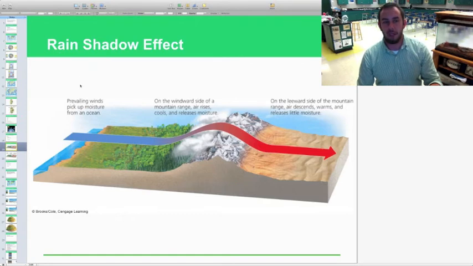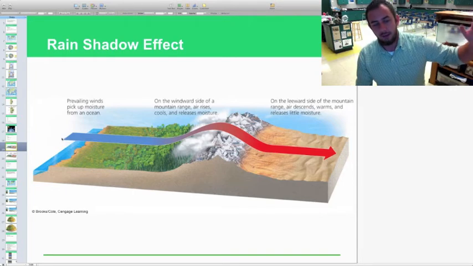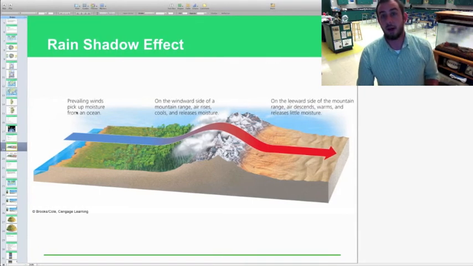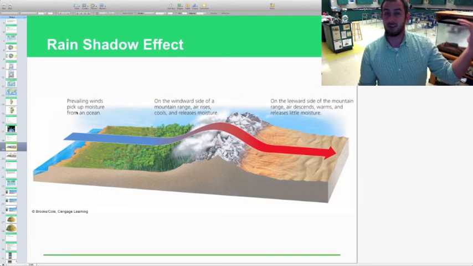So when you look at the rain shadow effect, picture the West Coast, California. If you take a look at this, we're looking at the wind and the moisture it's bringing. So we have prevailing winds coming usually from the west to the east across the United States, which is why sometimes flights are cheaper going from west to east because they use less gas.